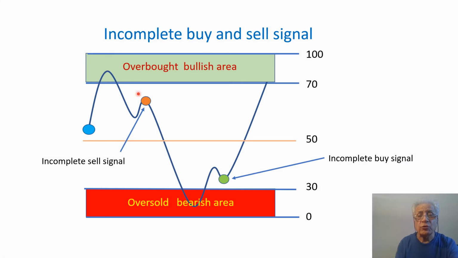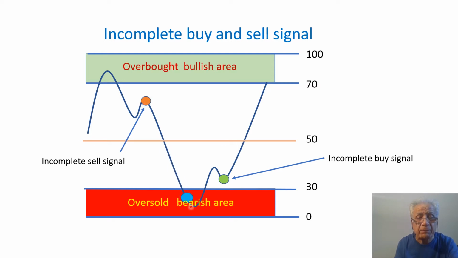In this graph, I'm going to show you how you recognize an incomplete buy and sell signal. This is an RSI graph, this is the overbought bullish area, and that's the oversold bearish area. When the price goes into the overbought area and makes a peak, leaves this area, cutting the 70% line, and makes another peak here without entering this area, and then goes downward, it creates a strong sell signal right here.